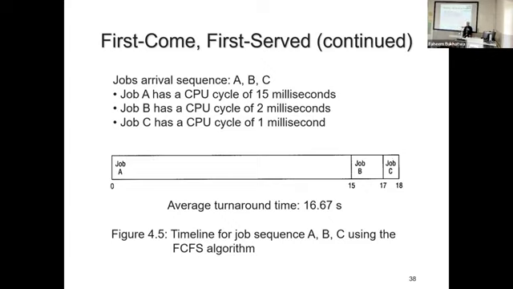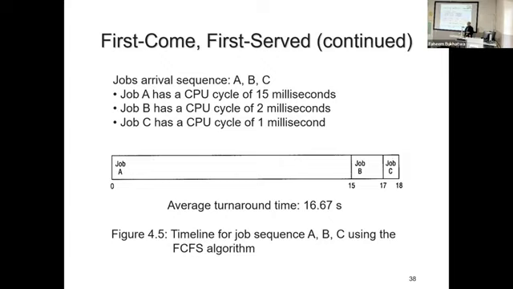What's the turnaround time for A? It started at 0, it finished at 15. The total turnaround is 15 minus 0, 15. Now, jobs B and C are waiting here. They had to wait for 15 milliseconds, and next we give the CPU to B. B needs it for 2 milliseconds, so it finishes at time 17.